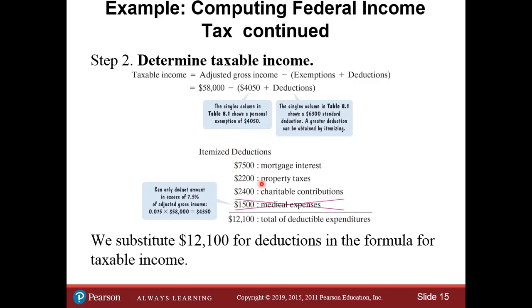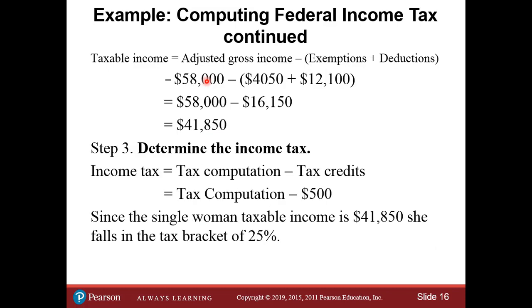But with the rest of it, she's still a lot higher than the standard deduction. So this is what we're going to use for her deductions. Okay, so we're not going to use 6,300. We're going to use the 12,100 here. So we're going to subtract both of them from the 58,000, and that will give you the taxable income. So her taxable income turns out to be $41,850.